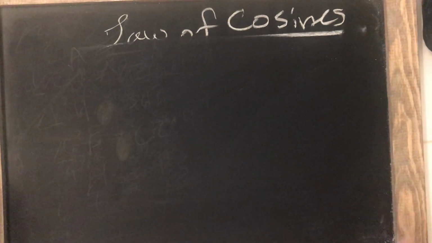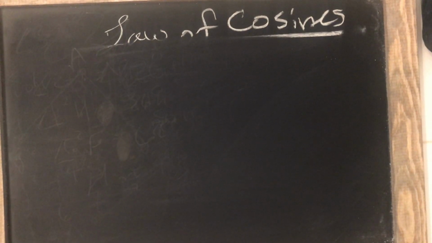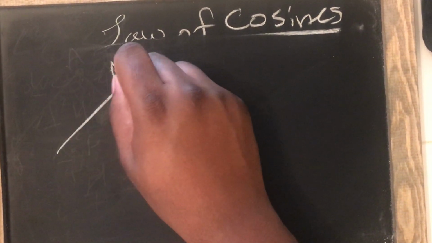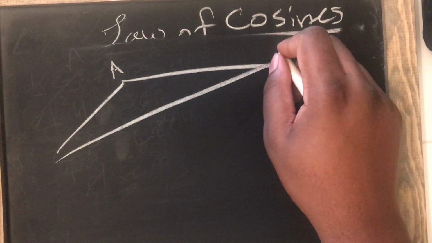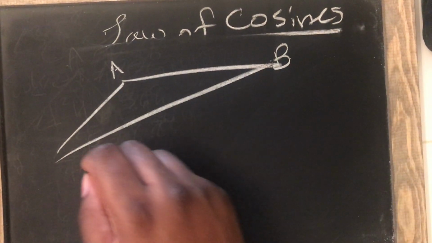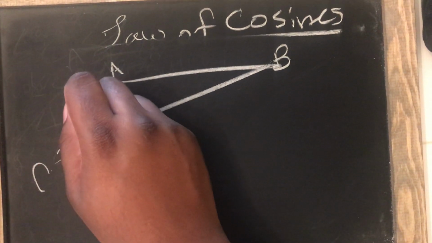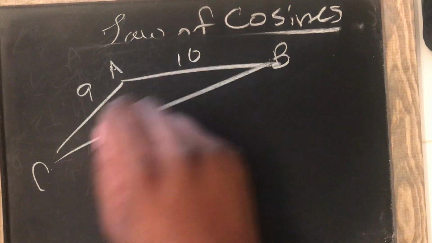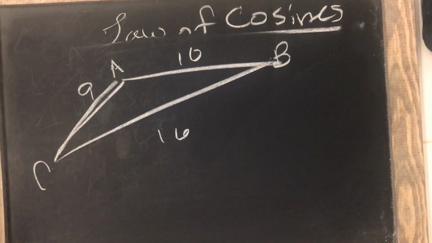Let me make sure that we clear that off here. All right. So the next thing is, what if instead you're given three sides? So for example, let's say I've got B, C, 9, 16, 10. Okay, it's not a great triangle, but you get the idea.